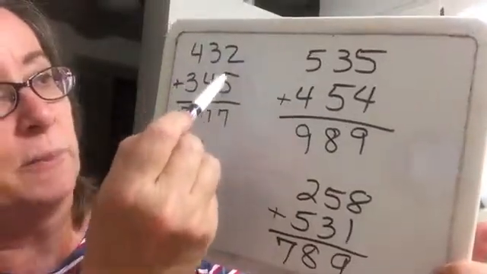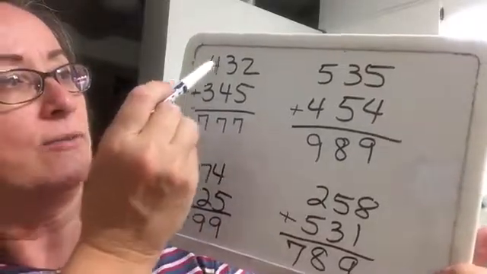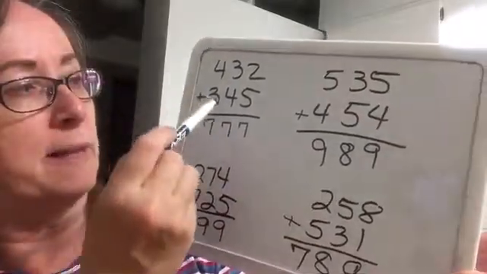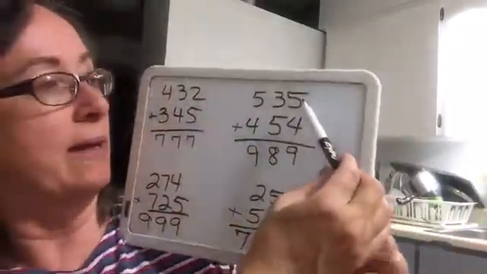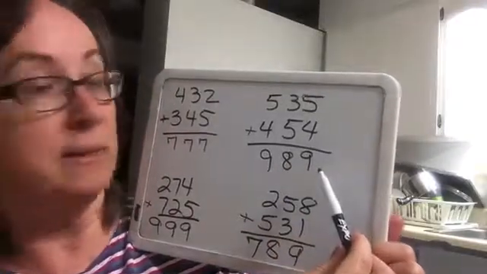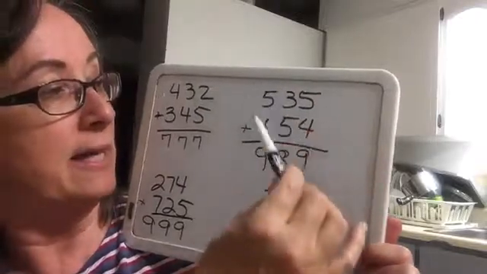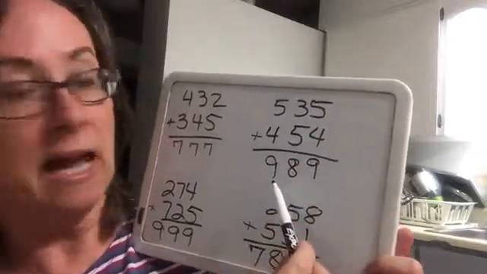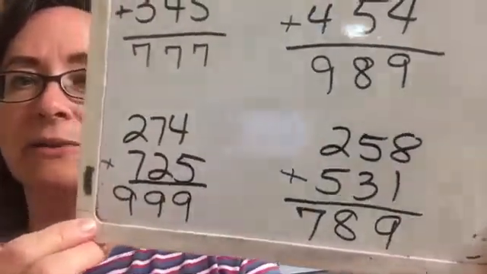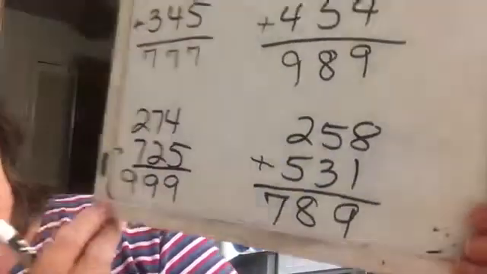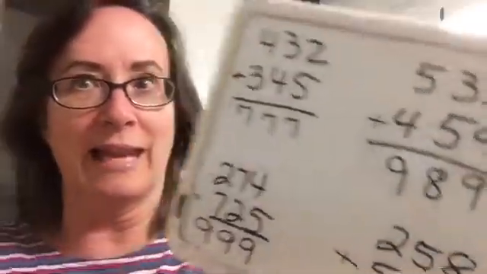All right, so looking at the first one, 777. We had 2 plus 5 is 7. 3 tenths plus 4 tenths is 7 tenths. 400 plus 300 is 700. Over here, we had 5 and 4 equals 9. 3 tenths and 5 tenths equals 8 tenths. 500 and 400 is 900. 989. Okay, the last two answers are 999 and 789.